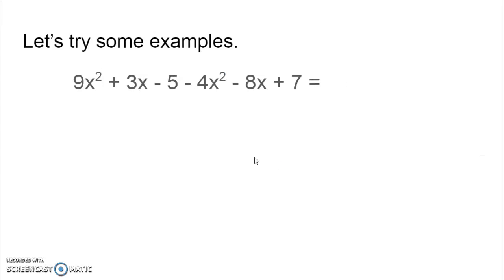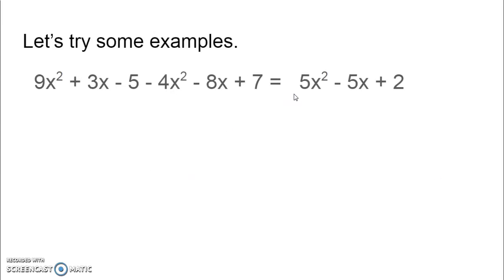All right, what about this one? This time we have some x squareds, we have some x's, and we have just some what we would call constants. A constant means it's a term with no variables in it. It's always the same number. It's a constant. It never changes.